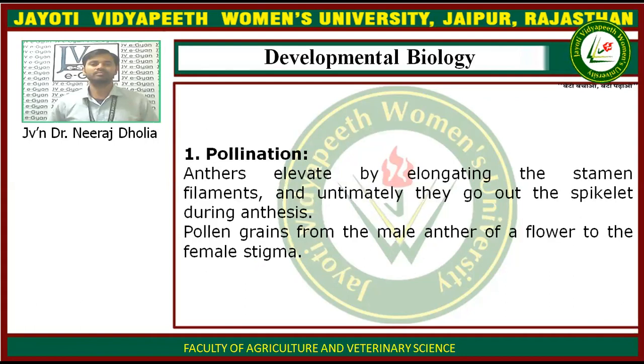First is pollination. Basically, pollination is the process of transferring the pollen grains from the male anther of the flower to the female stigma. Pollination may be performed by air, by birds, by insects, or by any other means. Anthers elevate by elongation of the stamen filaments, and ultimately they go out and dehisce during anthesis.